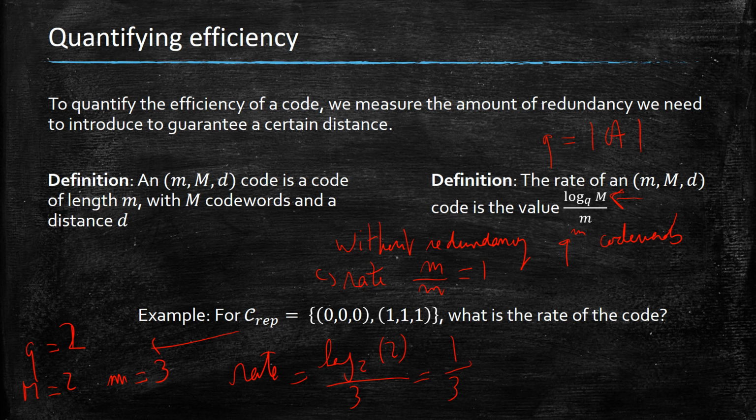In a way, you could think of it as saying that each character is only 1/3 of your information. If you were not introducing redundancy, you would have only 2 code words: a 0 and a 1, so m would be equal to 1, and that would give you a rate of 1. The more you introduce redundancy in the repetition code, with m equals 5 or m equals 7, the larger I make m, the more redundancy I introduce, and the smaller the rate is going to be.